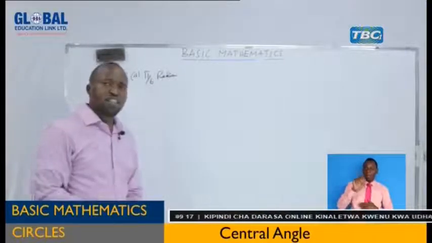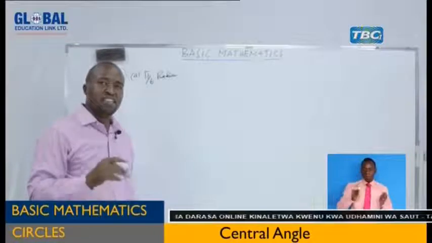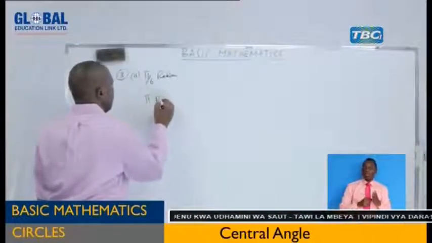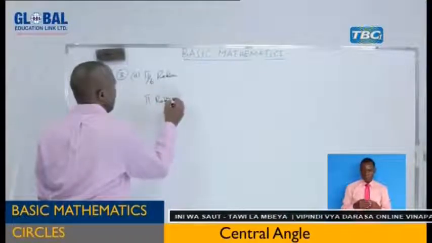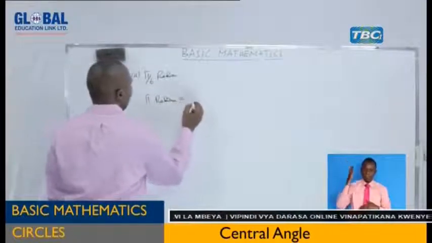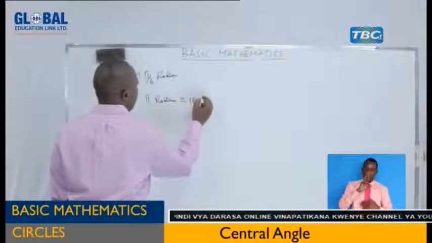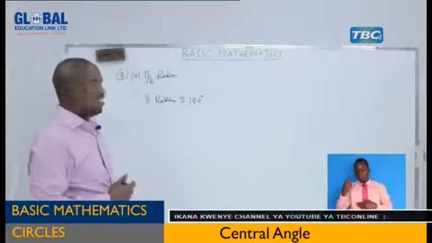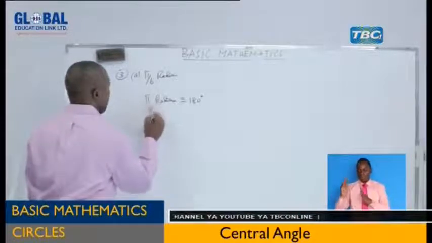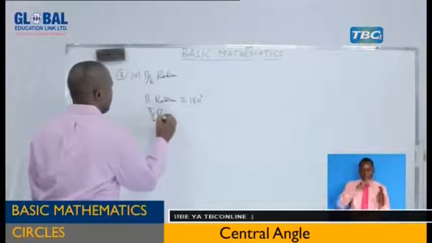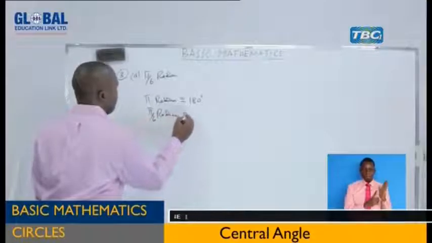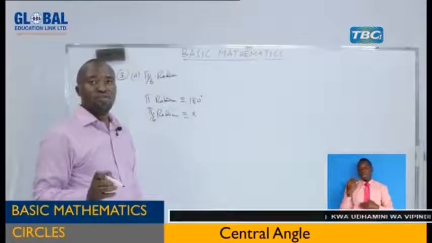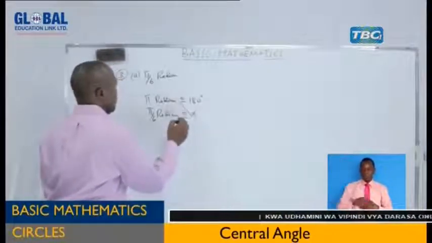We use the same relationship between degree measure and radian measure. That is, pi in radian is equivalent to 180 degrees. Now, what about pi over 6? This time we have pi over 6 in radian. This one will be equal to how much? That is x. You do cross multiplication this way and that way.